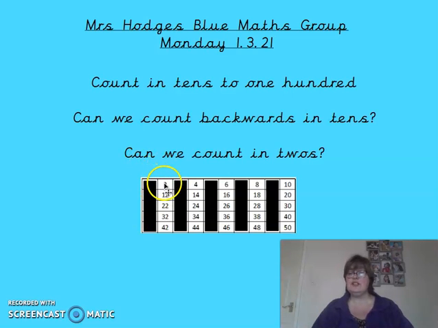So we don't say 1, we say 2. We don't say that one, we say 4. We don't say, and that's how we work through counting in twos.